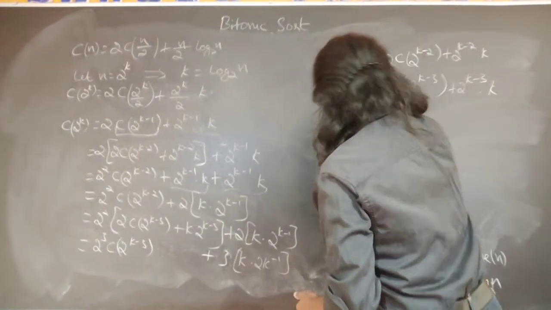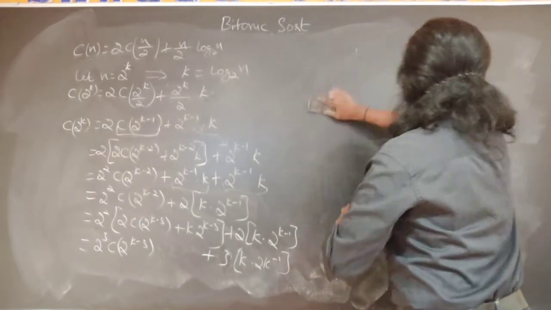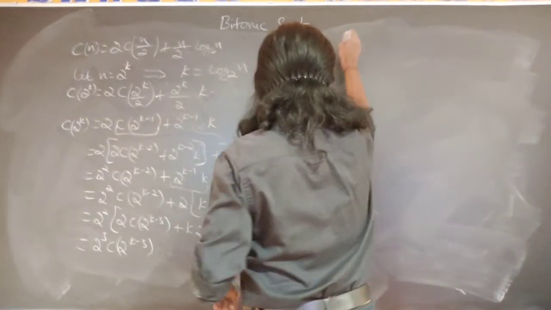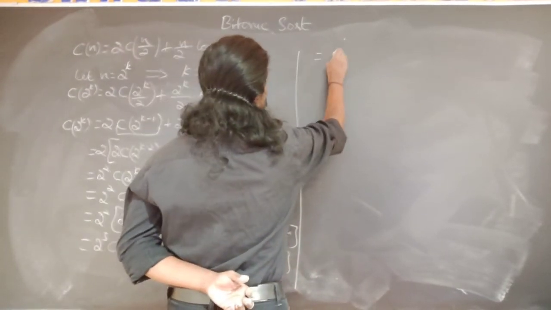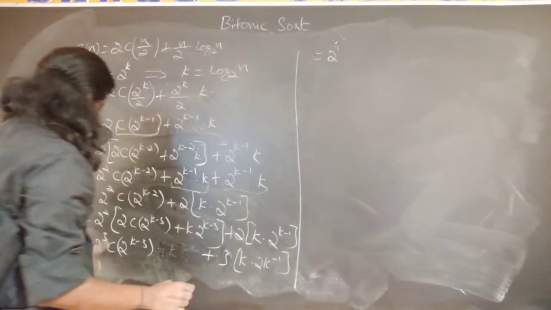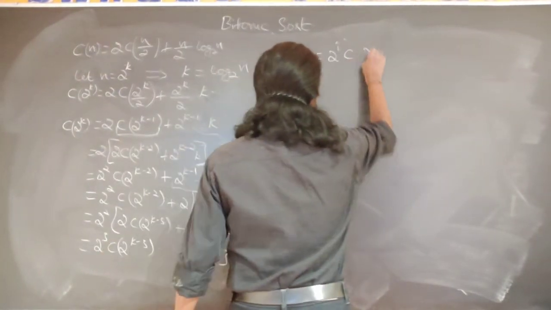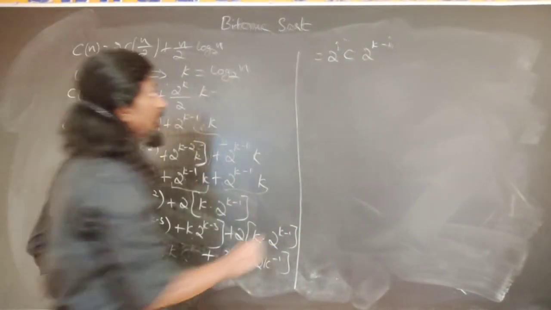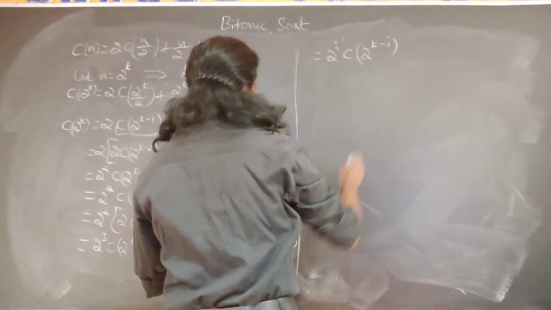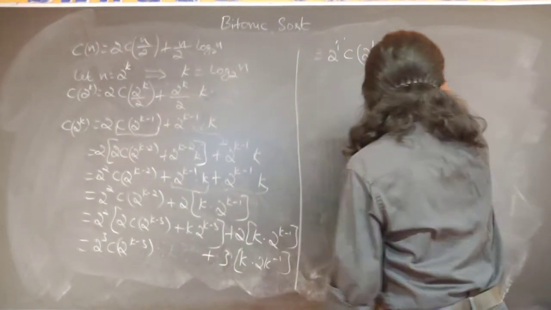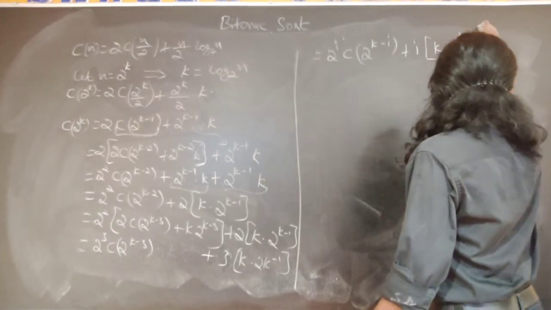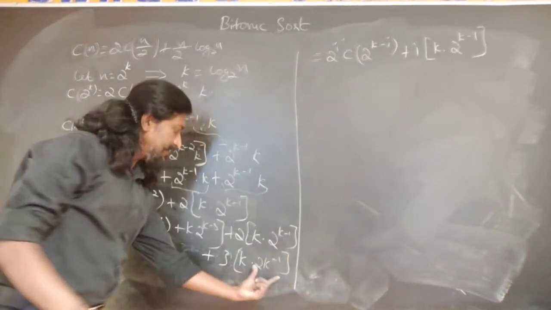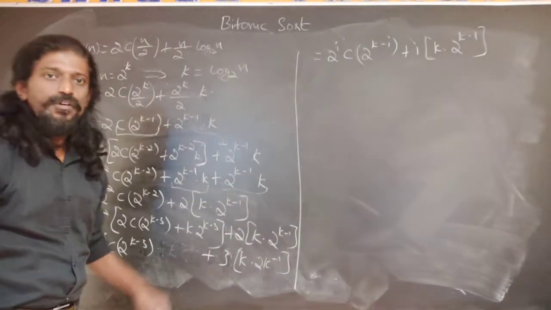Okay, so based on the same logic, what we can conclude is, if we proceed the same way up to some step i, then if we have 2 to the power of i, we should have c of 2 to the power of k minus i, plus i times k into 2 to the power of k minus 1. Okay, so i times we will be multiplying k into 2 to the power of k minus 1.